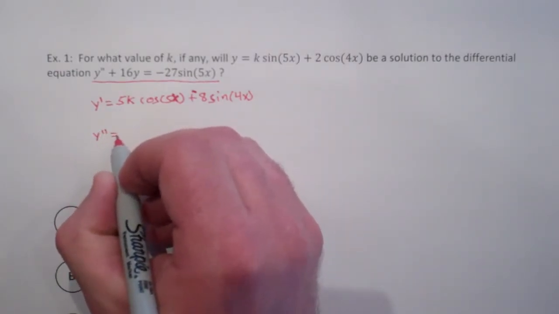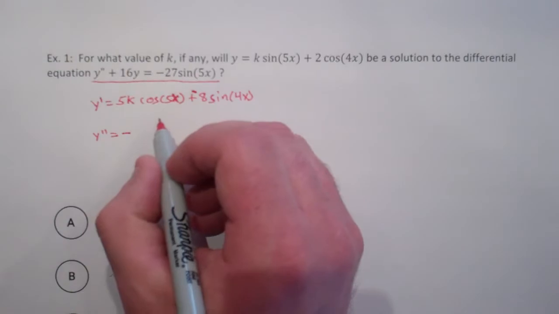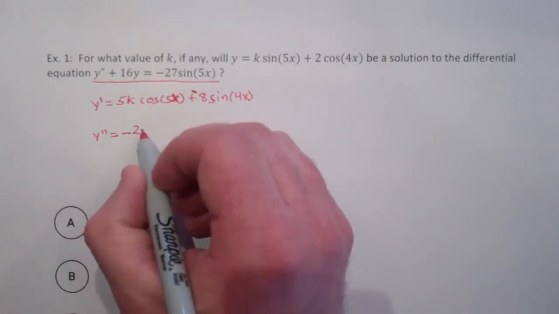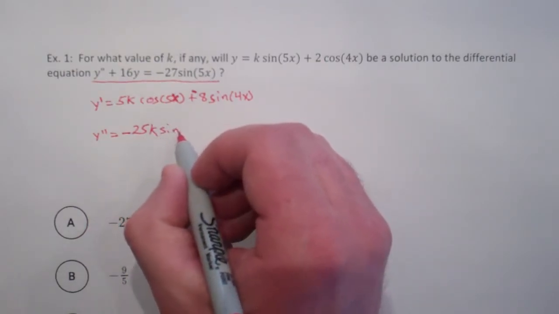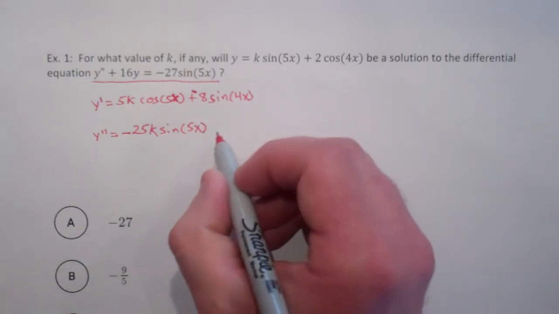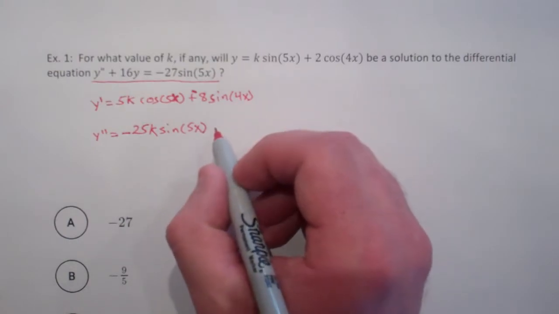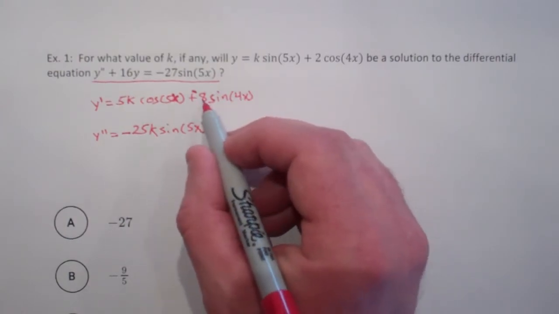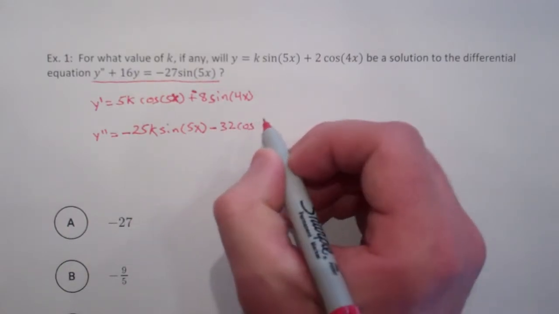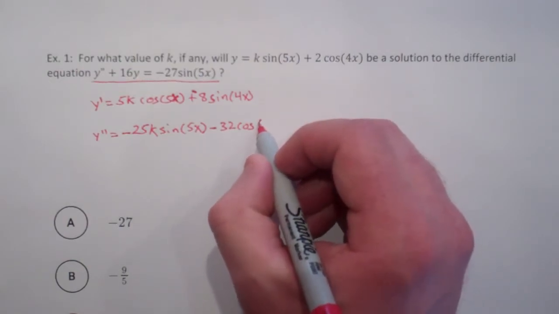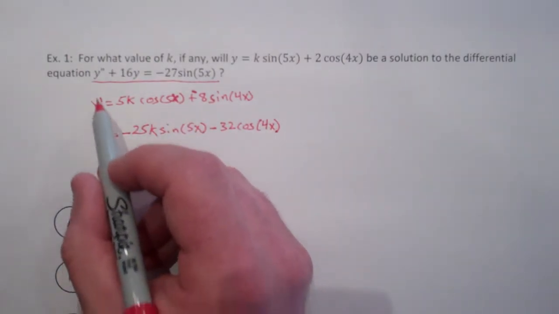We'll find the second derivative here. So the derivative of the cosine of 5x is negative sine of 5x times 5. So my leading coefficient here will be negative 25k times the sine of 5x. And then I have a negative 8 here, and the derivative of the sine is the cosine, and the derivative of 4x is 4, so I'll be multiplying the negative 8 by 4. So that's negative 32 times the cosine of 4x.